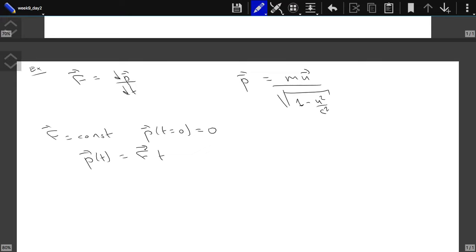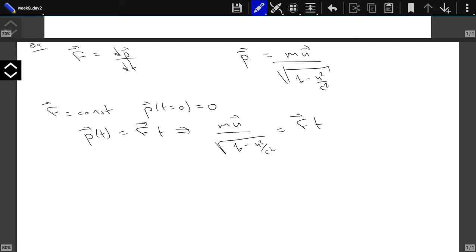And by using the definition of p, mu over the square root of 1 minus u squared over c squared is F times t. So this already tells me that the velocity of the object at all times is in the direction of the force. Well, this is kind of natural. You have an object at rest, you exert a force on it. Even in Newton's dynamics, you would expect the acceleration to be in the direction of the force, and hence the velocity at every time will be just in the direction of the force. Of course, this doesn't hold if initially the momentum was non-zero. So we already know the direction.